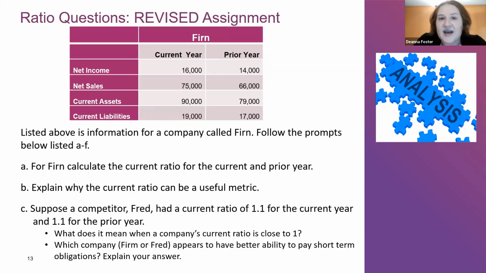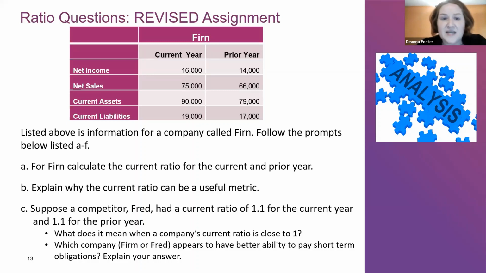So in the revised version for stage 1, I just included the company Fern. So just simplified it a little bit more. I included the current year and the prior year, and then the same information. So you have your net income, net sales, current assets, and current liabilities. For the first part of the problem, what the students have to do is actually tell me what the current ratio is and why it's relevant. So tell me why they're using it.